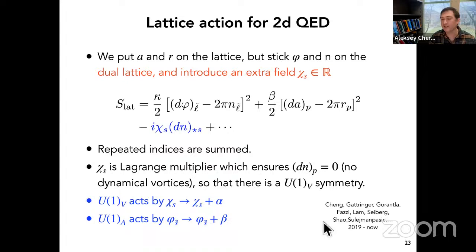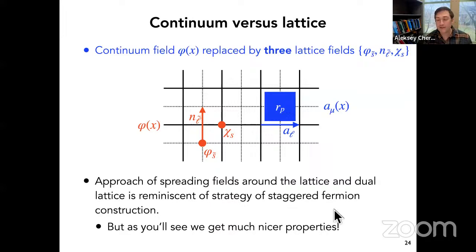This is called the modified Villain approach. So to give a picture of where the different fields in our model lie, here's where the gauge field lives. It's on links and plaquettes of the original lattice. And then the continuum compact boson is now represented by three lattice fields, which are spread out among the lattice and dual lattice. The approach of spreading fields around on the lattice and the dual lattice is reminiscent of the strategy pursued in the staggered fermion construction. As you'll see, we get much better properties in the class of theories that we study than you would get with staggered fermions. But there's an eerie similarity to that, so that's worth thinking about.